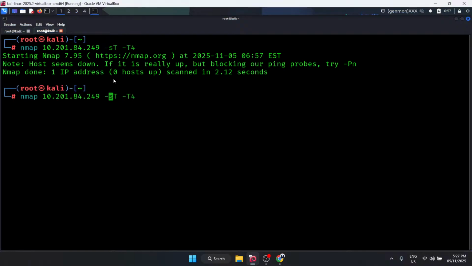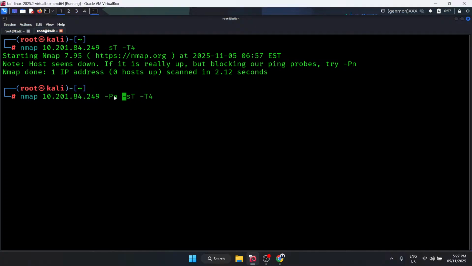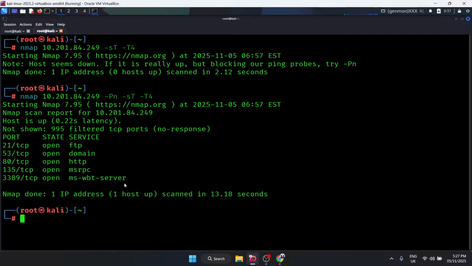I forgot to use hyphen Pn, so that the system does not ping the target to check if the host is down or up. It will avoid pinging a target system. I hope these flags are very common, and I hope this T4, Pn, you remember it already, guys. It's already the third class of Nmap, so it's a very, very important one.